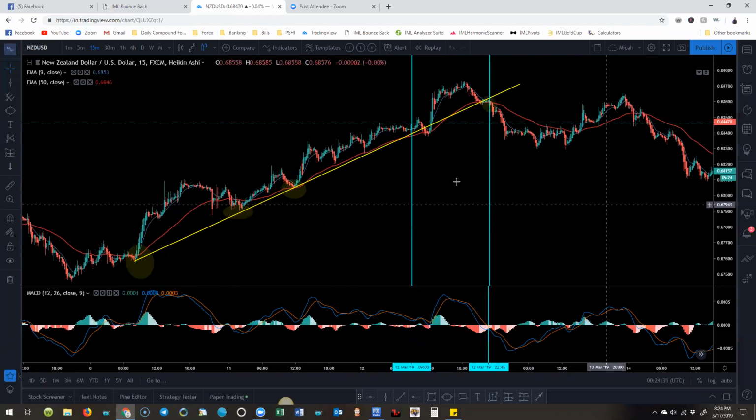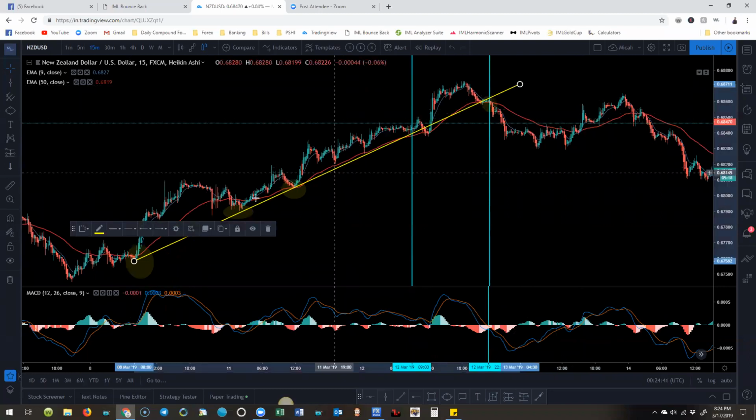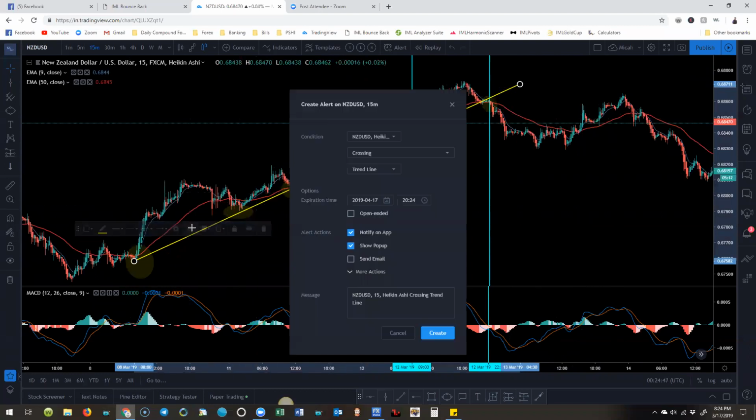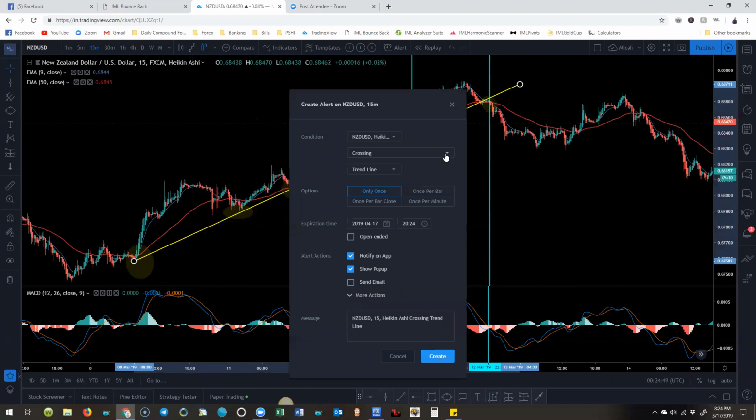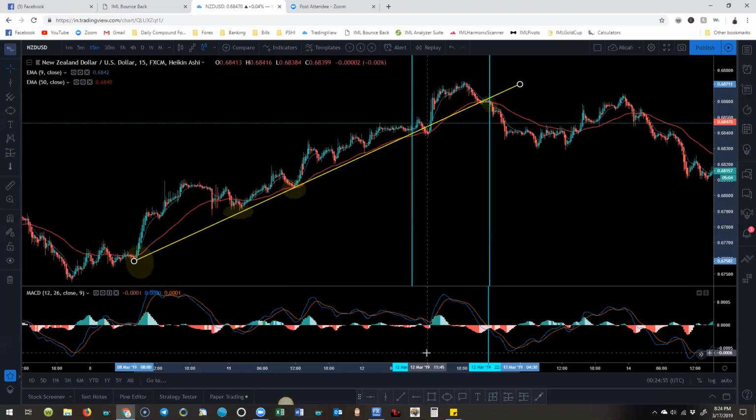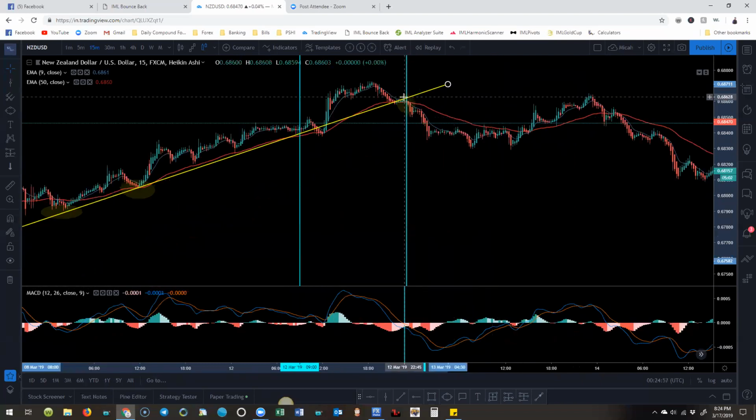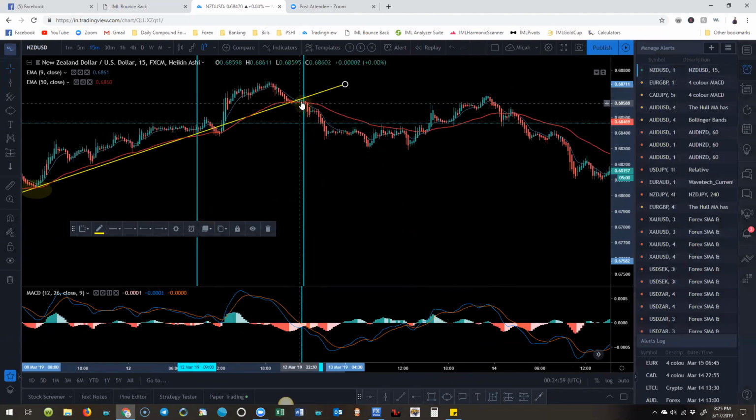So this is how we're going to set the alert. Like for that NZD USD, all you have to do is set an alert. You click on the trend line, right? This is the add alert button. So you're going to get an alert crossing down and bar close, right? You create that alert. So once price breaks this trend line and the candle closes below the trend line, it's going to alert you on your app.